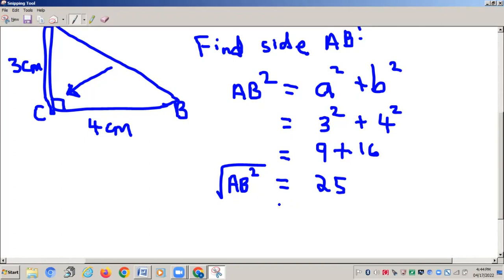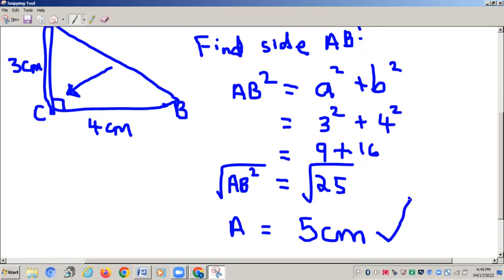Now it's an equation, and all equations have to be balanced. What you do on the left, you have to do on the right. So therefore, AB is equal to root 25. And what's root 25? 5. So the answer is just 5 centimeters. And that's how you compute Pythagoras theorem. Any questions before I give you one to try?